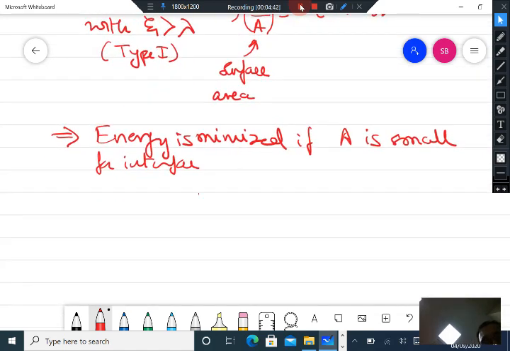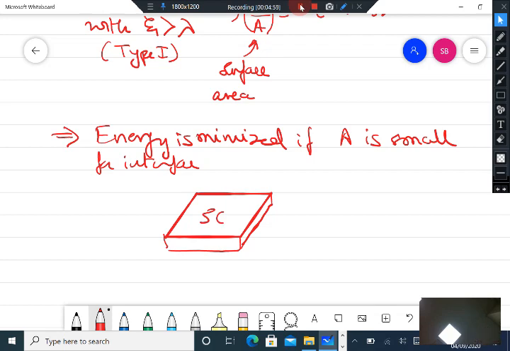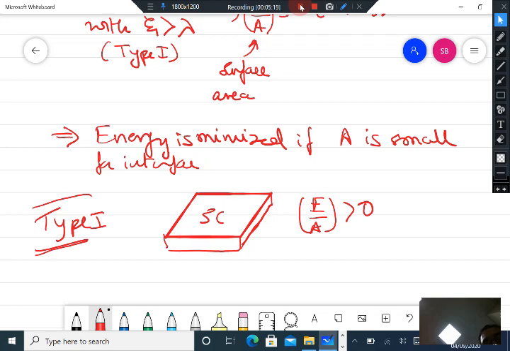Which means that if you take a type 1 superconductor, if this is your type 1 material, then the only interface which is going to be present is the boundary of the sample. You cannot do away with the boundary of the sample. Everything is superconducting, and the only interface which is present is the overall boundary and the surfaces of the sample. Nothing else is present. And for this system, E by A is greater than 0. The surface area is the minimal. It is given by the boundary of the sample. So these are type 1 superconductors, where everything is superconducting inside the material.